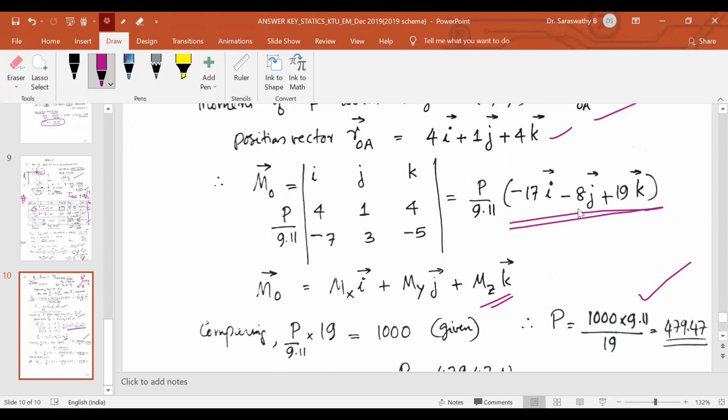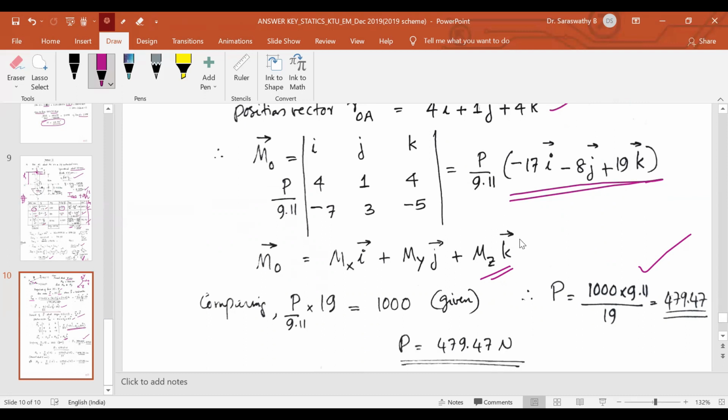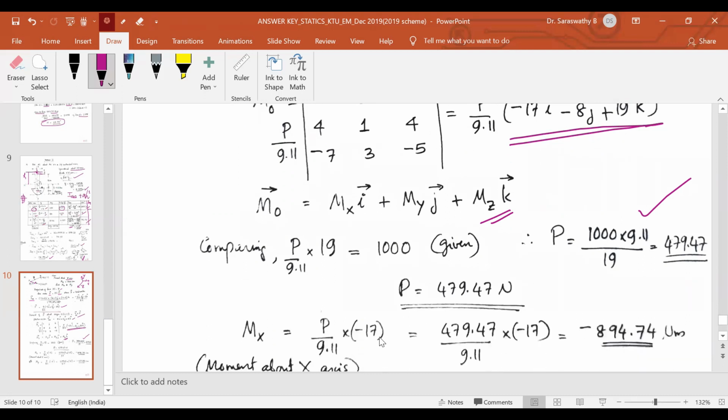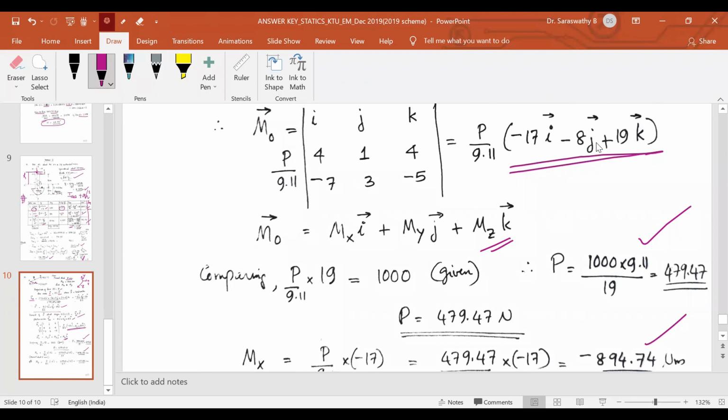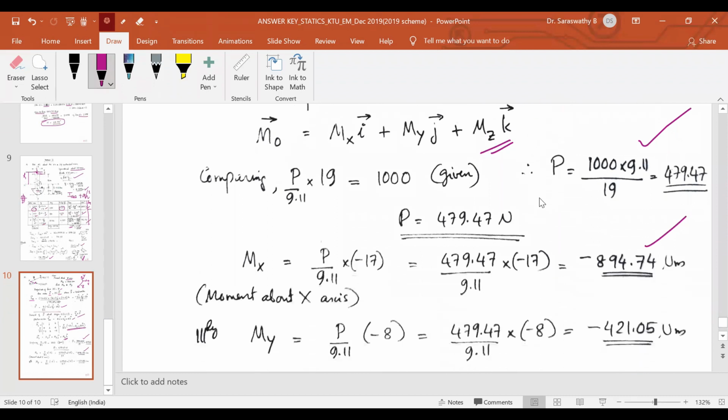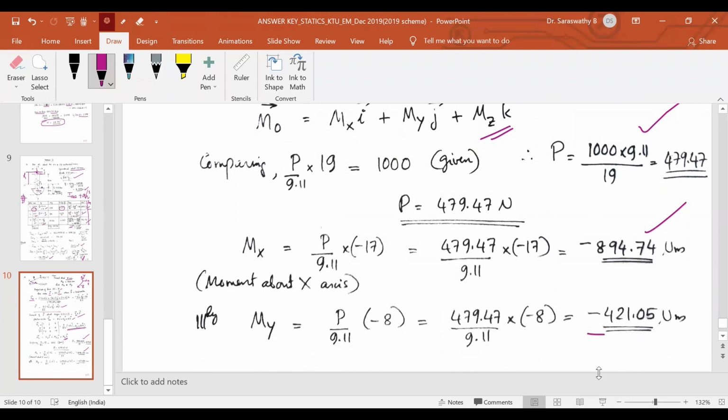Then moment about x-axis. Moment about x-axis will be P by 9.11 into minus 17. Substitute for P from here. This is the moment about x-axis. Moment about y-axis, P by 9.11 into minus 8. So we'll get minus 421. So this is also a 14 marks question. The computation time is much less compared to a problem of computation of moment of inertia. So when you get a choice between the questions, adopt the one which requires less time.